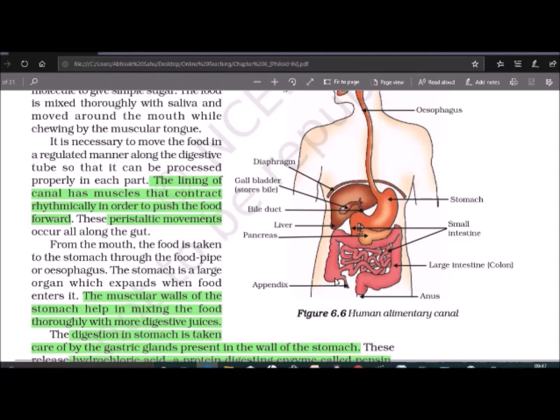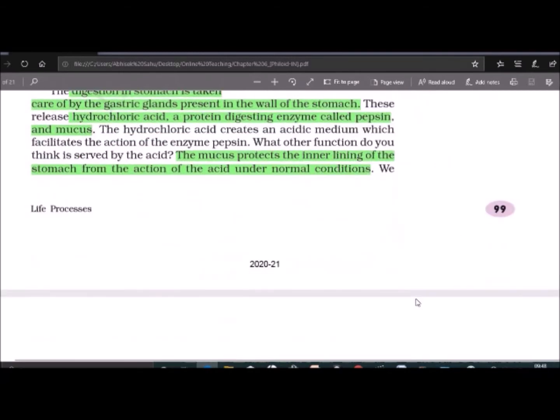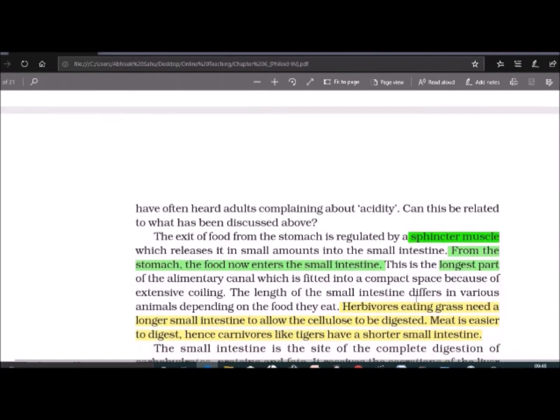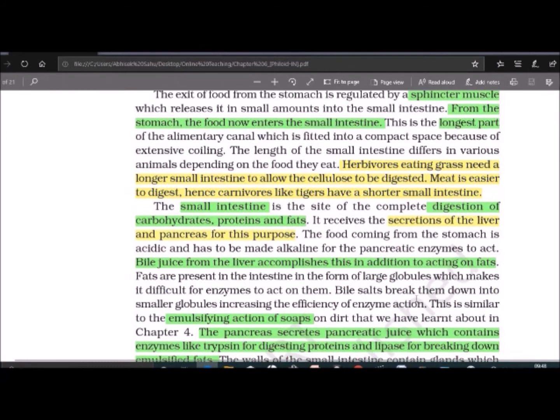This is the diagram of your small intestine, which is divided into three different parts, that is duodenum, jejunum and ileum. The small intestine is the longest part of the alimentary canal. The length depends upon the feeding habit, being longer in herbivores as compared to carnivores.